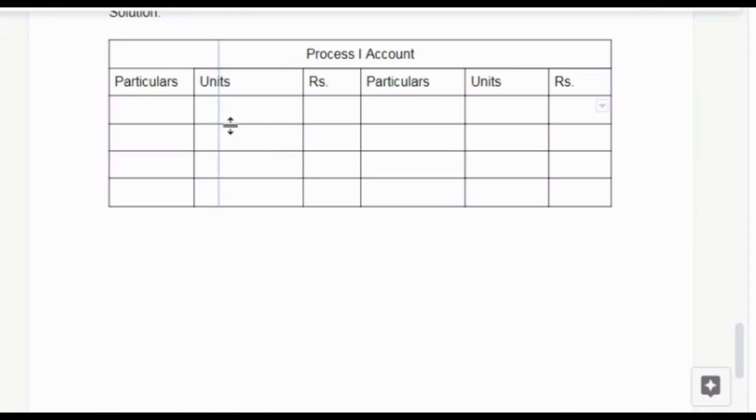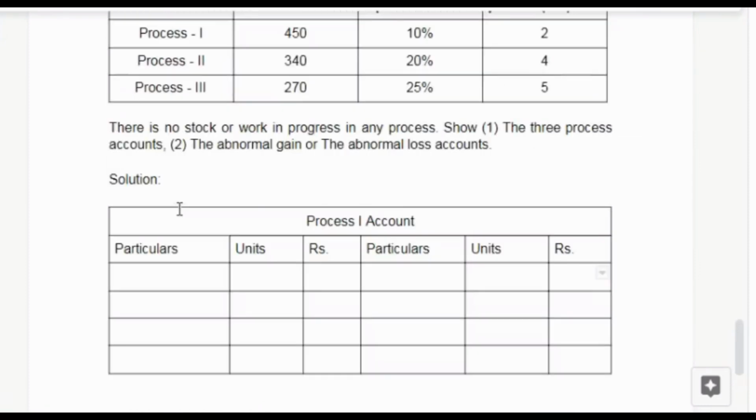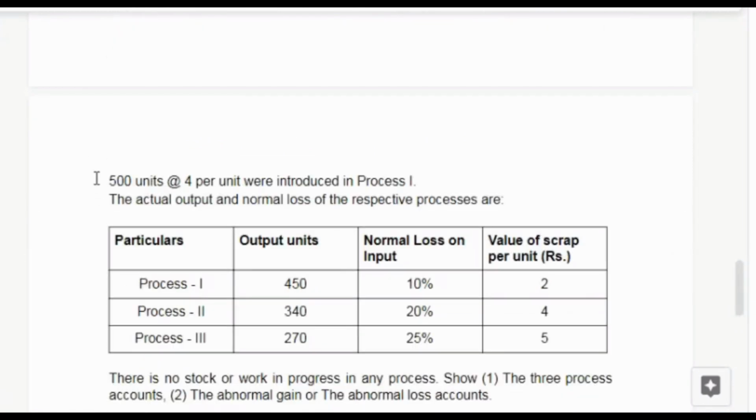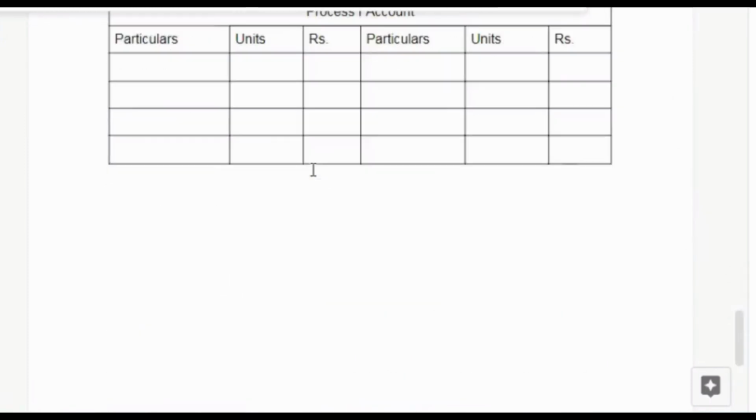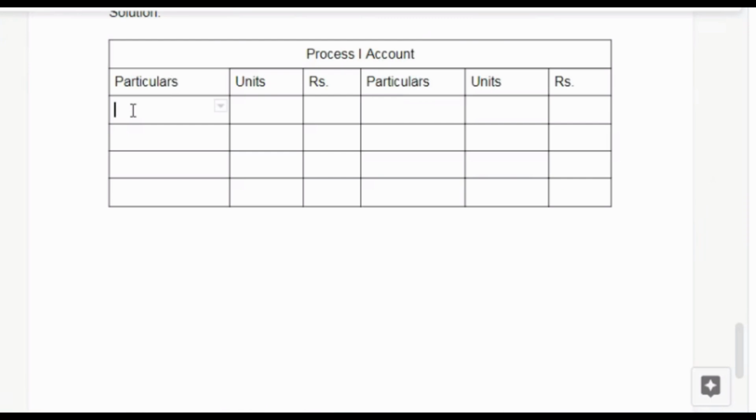First of all, we need to put the input. The input is given here: 500 units at the rate of 4 per unit were introduced in process 1, right? That will be shown on the debit side of the process account, to material input. How many units have you introduced? 500 units, and at rupees 4, so how many rupees is there? 2000. Correct? 4 રૂપિયા પ્રમાણે 2000 રૂપિયા થાય કે ના થાય? Am I correct? Yes, sir.